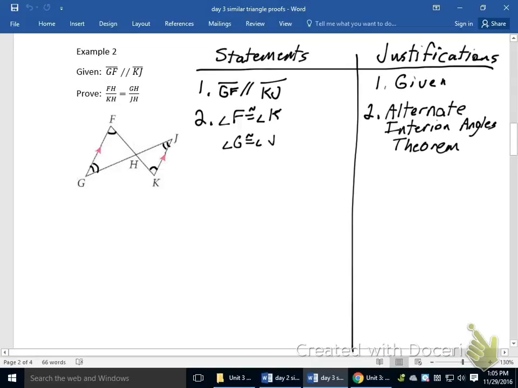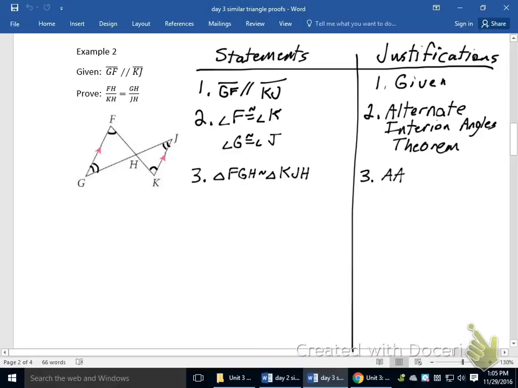Now, some of you might be sitting there like, well, wait a minute, I could have said the vertical angles right here. Yes, you could have. That's a different way to go about the proof. But now that I've got two pairs of angles, I would know the triangles are similar. So I'm going to go ahead and make the statement that triangle FGH is similar to triangle KJH. And that's by angle-angle similarity.